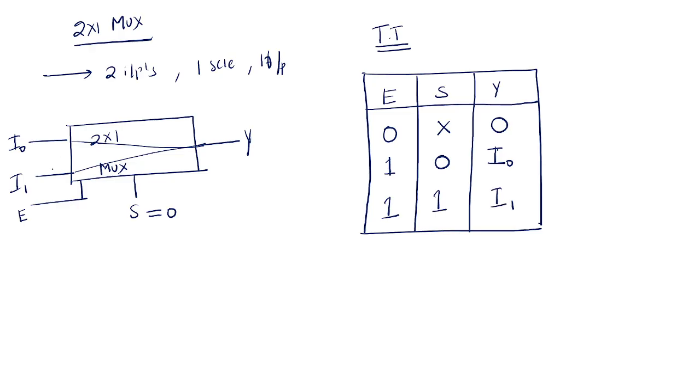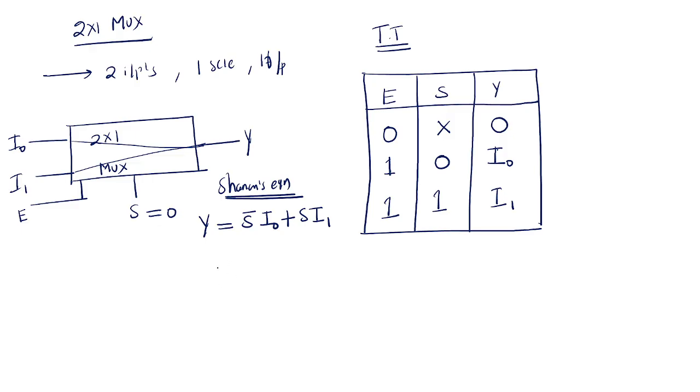From this you can get the Shannon's equation. So what is the Shannon's equation? That is y equals S bar I0 plus S I1. This is the Shannon's equation. From this I can draw the logic diagram.